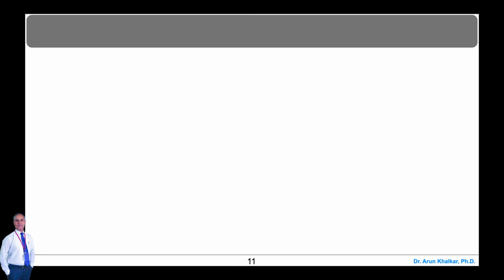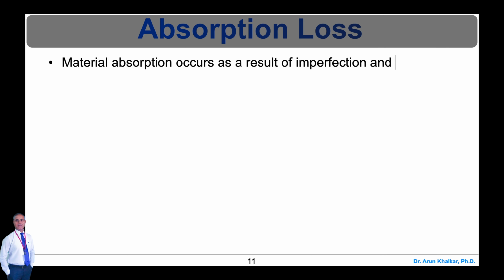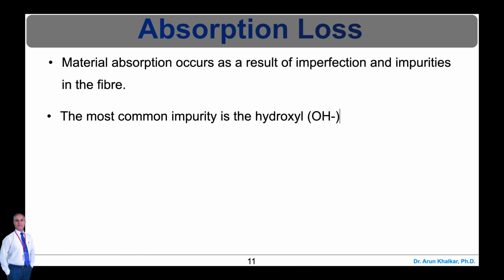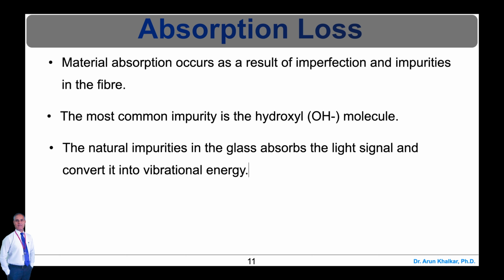First is absorption loss. Material absorption occurs as a result of imperfections and impurities in the fiber, which results in approximately 3 to 5% of attenuation. The most common impurity is the hydroxyl OH- molecule, which remains as a residue despite stringent manufacturing techniques. The hydroxyl may be present due to water remnants that enter the fiber optic cable material through either a chemical reaction in the manufacturing process or as humidity in the environment.